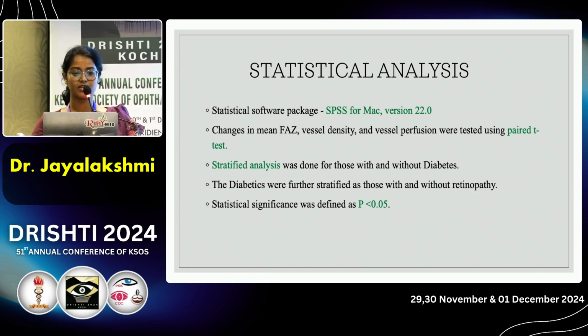Moving on to statistical analysis, the software used was SPSS Mac version 22.0. Changes in the FAZ, vessel density and perfusion were tested using paired t-test. Stratified analysis was done for those with and without diabetes. The diabetics were further stratified as those with and without retinopathy. Statistical significance was defined as a p-value less than 0.05.